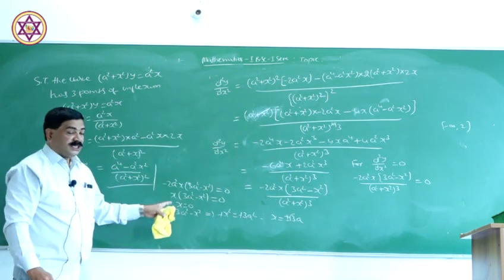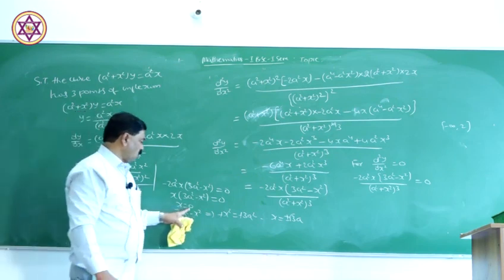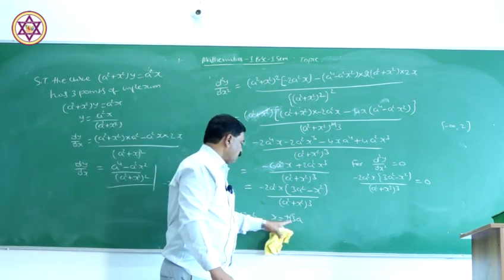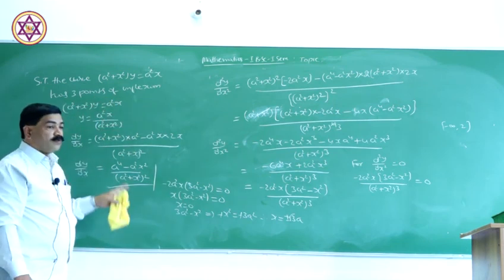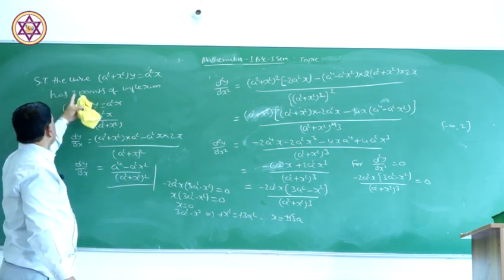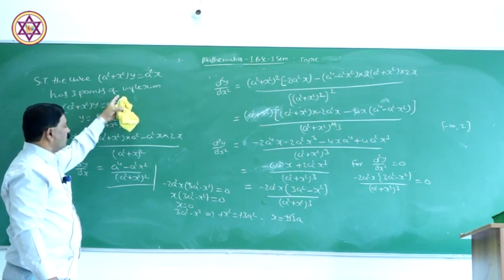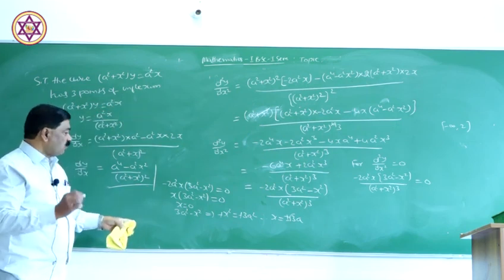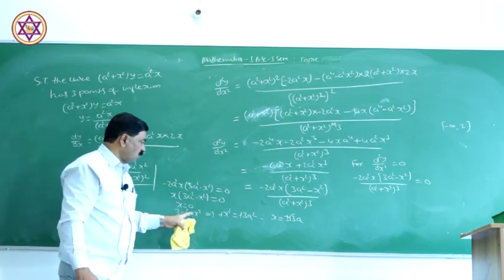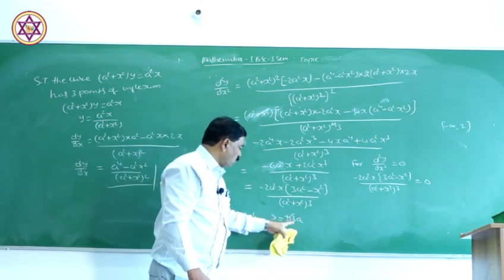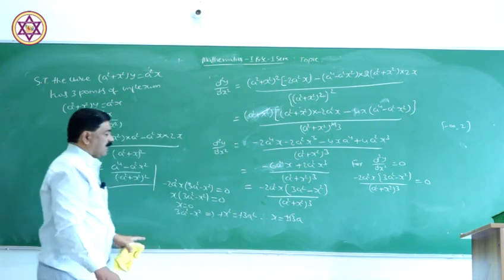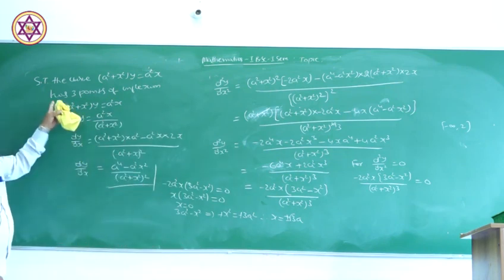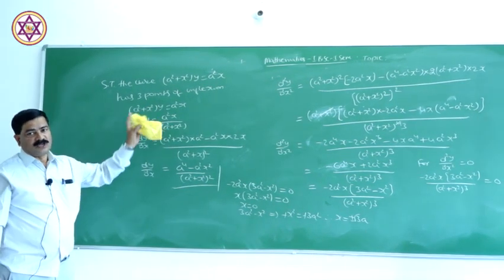Here we get 3 values for x. x is 0, x is equal to plus or minus root 3 a. Here substitute, we get 3 values. Therefore, the given curve has 3 points of inflection because we get 3 values for x. One is x is 0, other one x is equal to root 3 a, other one x is equal to minus root 3 a. x has 3 values, therefore the given curve has 3 points of inflection. That's all.